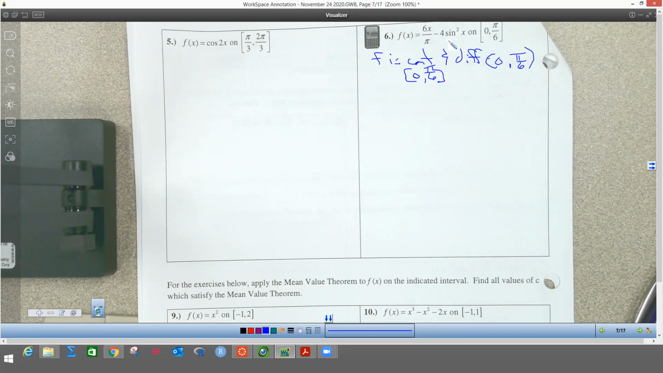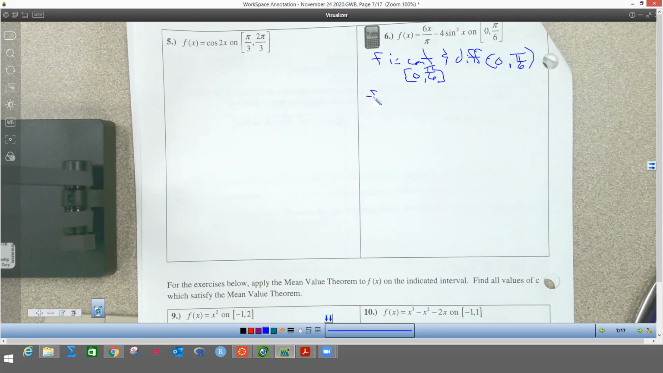Because there's no x in the denominator, I know it's continuous. And I also know a sine curve is a smooth curve. So no matter what I add or subtract from a smooth curve, it's going to stay smooth. So I know this is true, so now I can use the Mean Value Theorem.